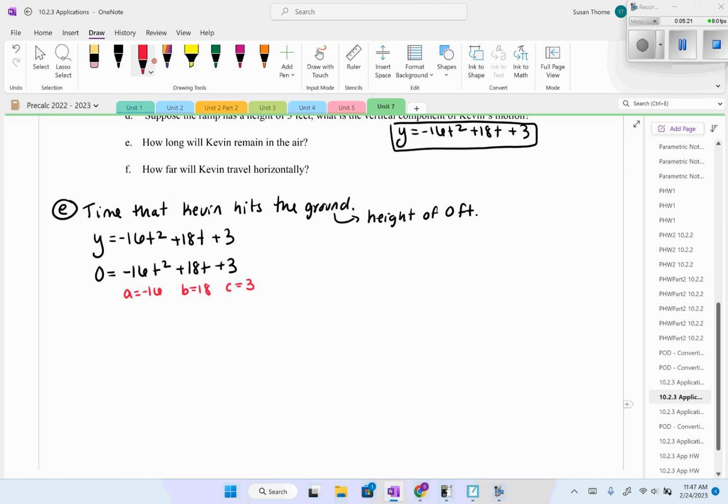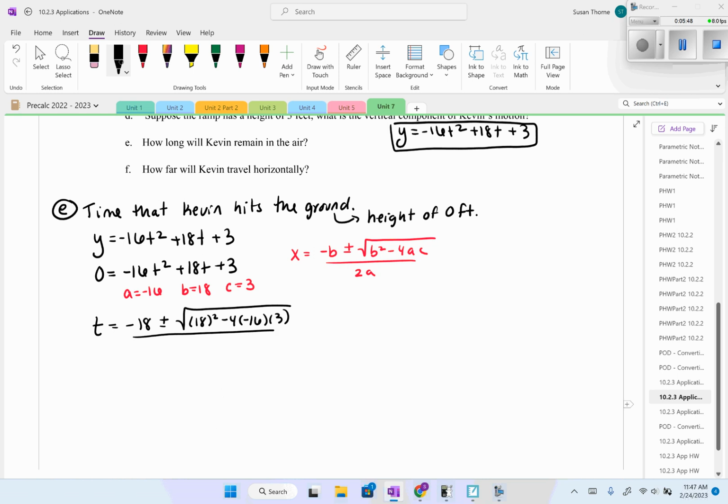So remember, for the quadratic formula, x equals -b plus or minus the square root of b squared minus 4ac all over 2 times a. So in our equation, instead of x equals, we're using t as our x. So t is equal to -18 plus or minus the square root of 18 squared minus 4 times -16 times 3 over 2 times -16.